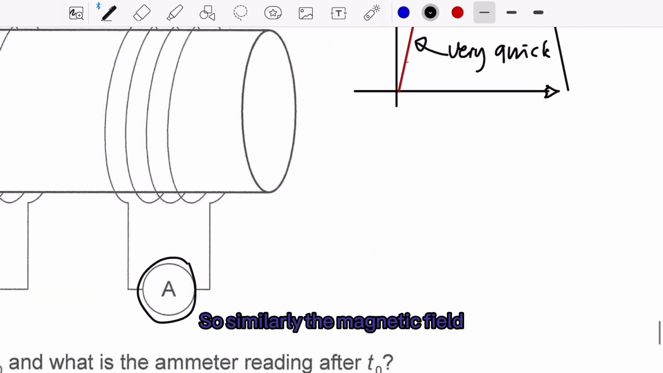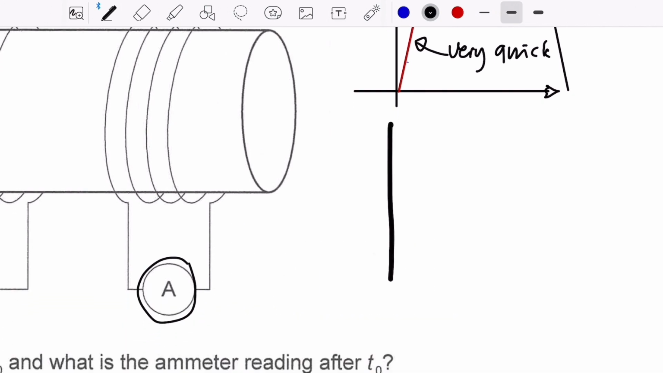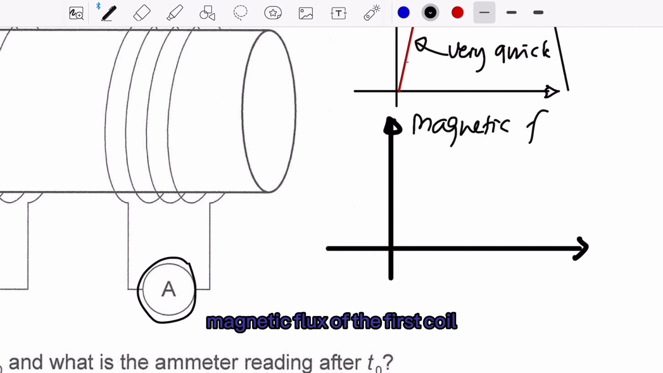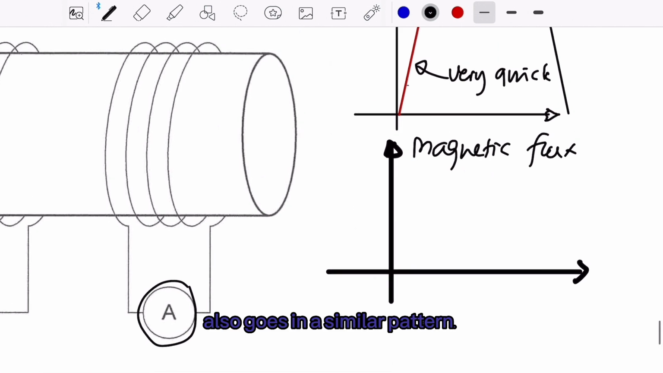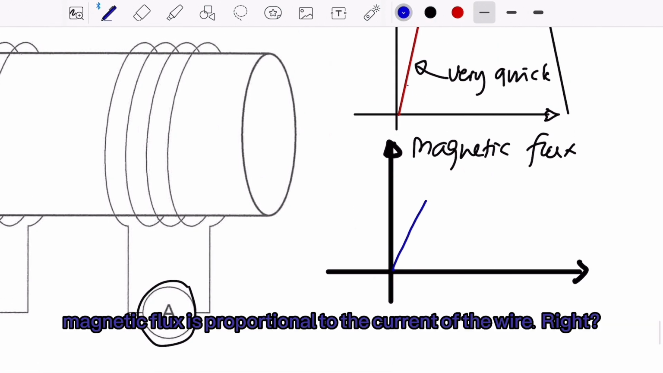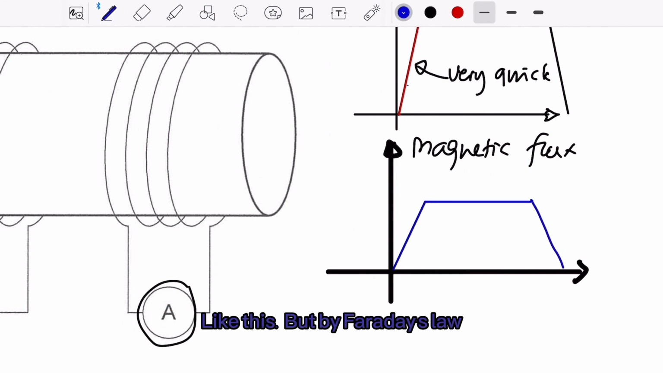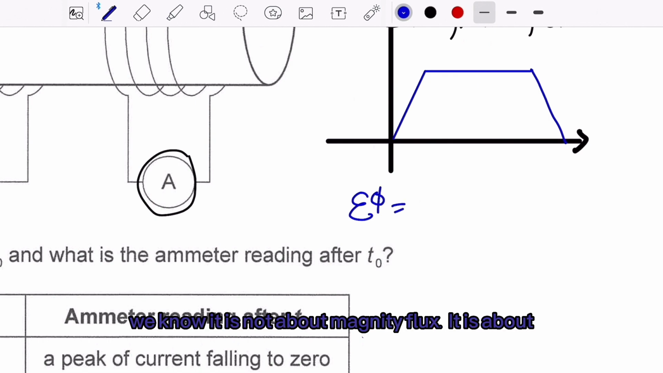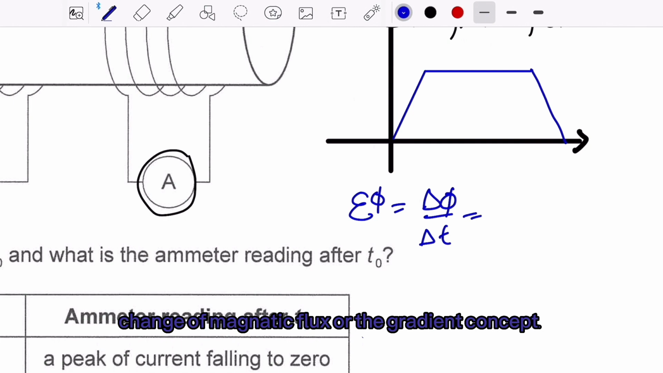So similarly, the magnetic flux of the first coil also goes in a similar pattern, because magnetic flux is proportional to the current of the wire, right? Like this. But by Faraday's law, we know it is not about magnetic flux, it is about change of magnetic flux, the gradient concept.